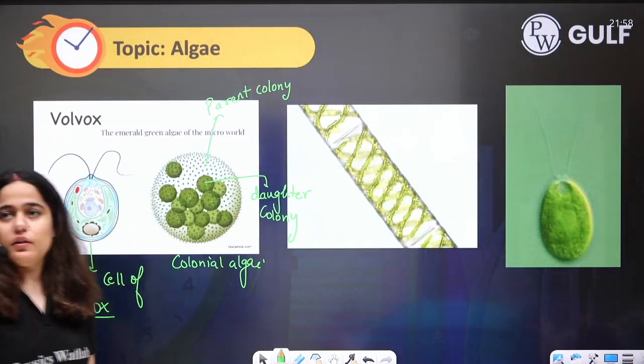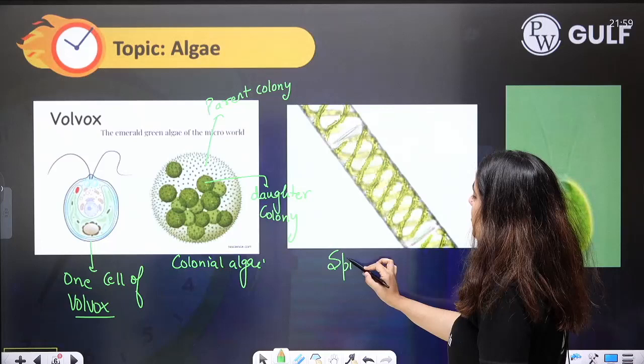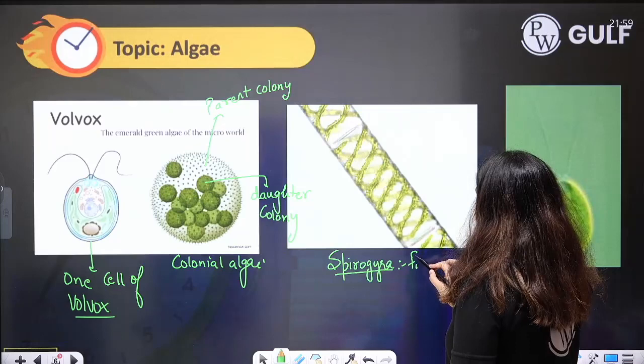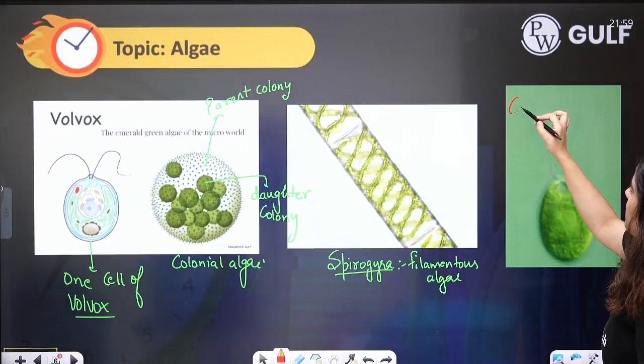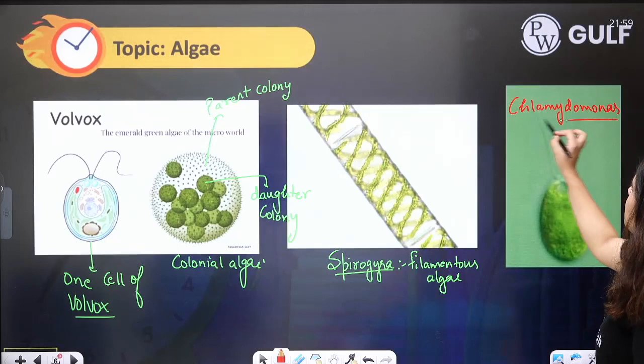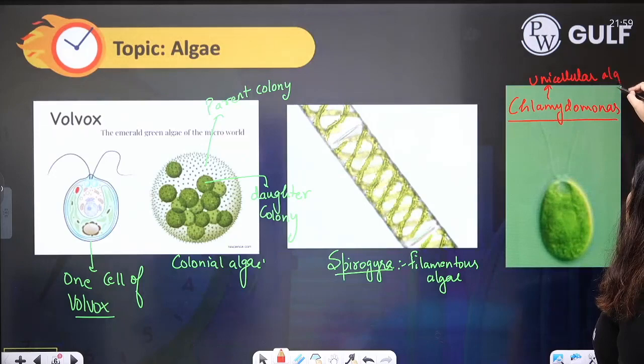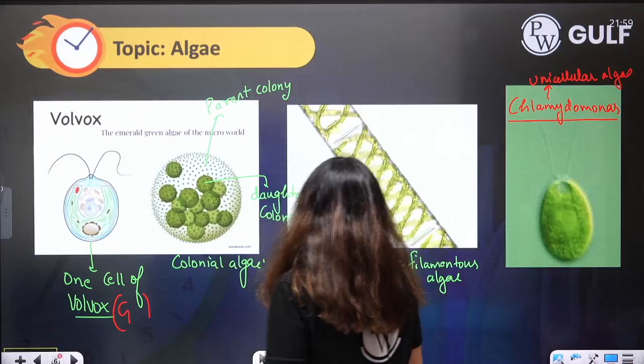This is the tube-like filamentous algae, Spirogyra. It is a filamentous algae. And this is Chlamydomonas, which is a unicellular algae. Beta, all here are green algae. Spirogyra is a green algae. Chlamydomonas is a green algae.